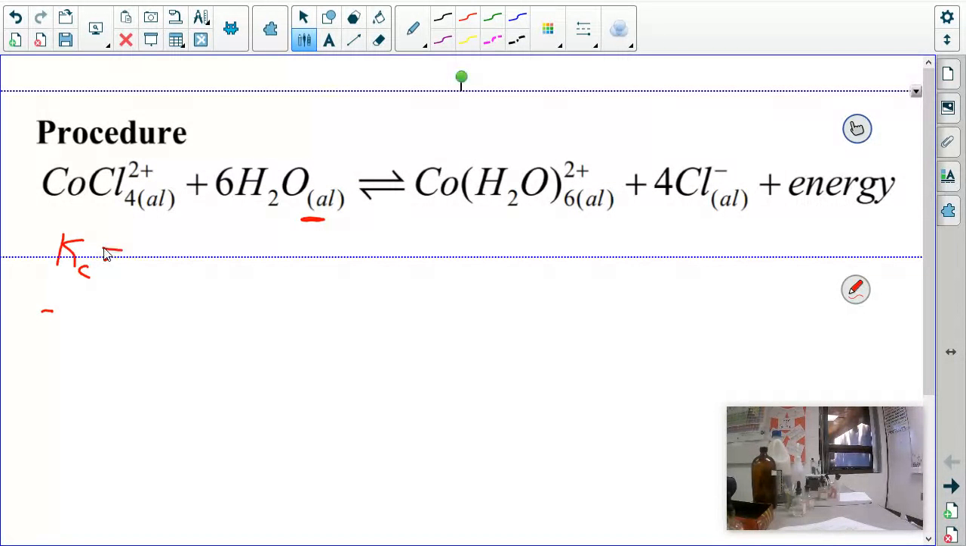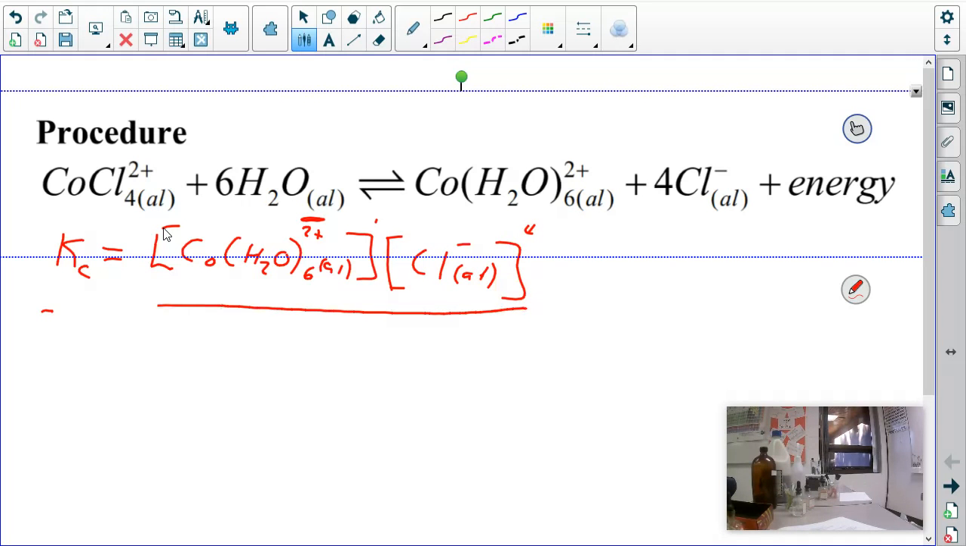Okay, so the Kc expression for this guy is going to be our cobalt water ion in alcohol raised to the power of 1, times our chloride ion in alcohol raised to the power of 4. We leave energy out because we can't really measure energy. And we have our cobalt chloride 2 minus in alcohol.